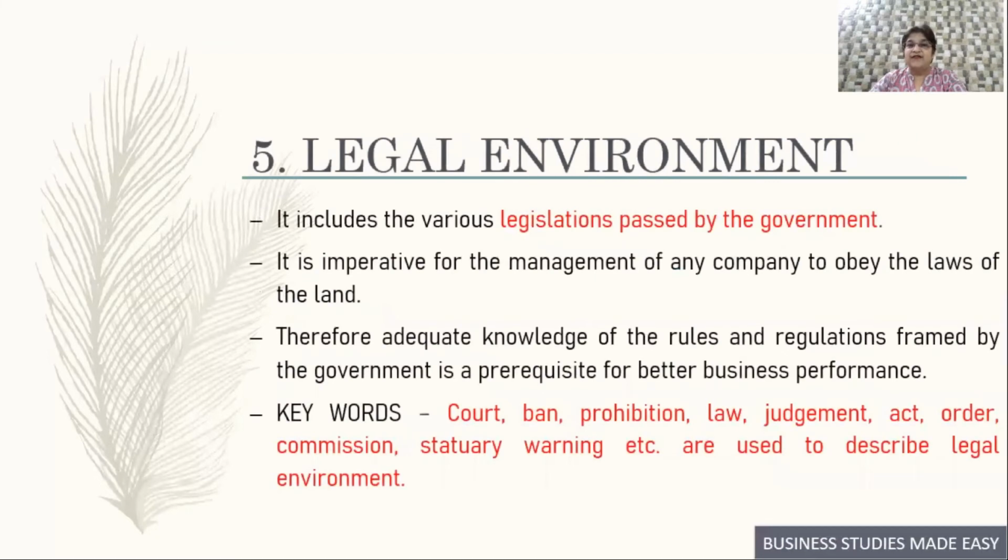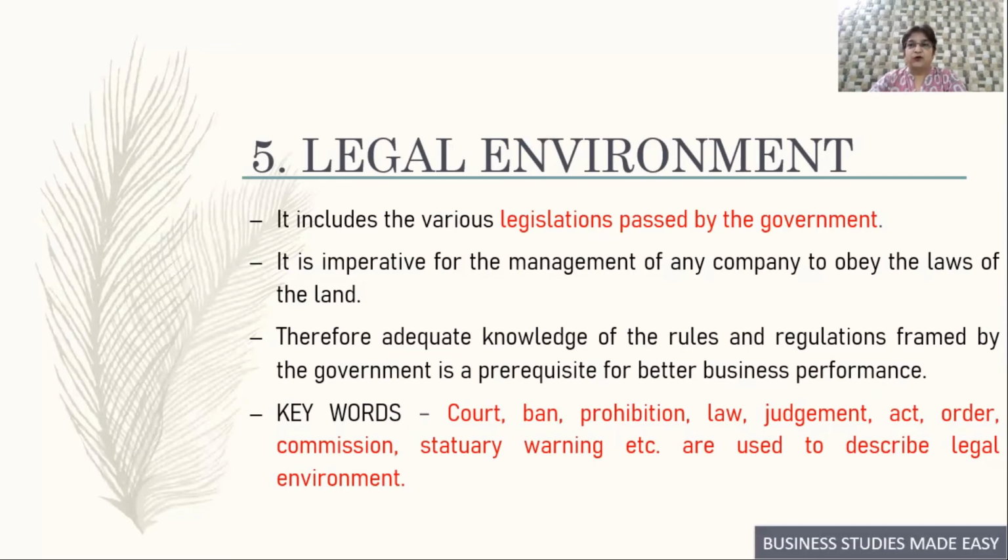Then comes the legal environment. Now, legal environment means the various legislations passed by the government. Here I would like to tell you that children get confused between political environment and legal environment because in both the government is there. But remember, all legislation has to be passed via the government. A law can be made only when the government initiates it. Therefore, the government will be there. But there are some keywords which I've given at the end. So these keywords will help you understand that this is legal environment.